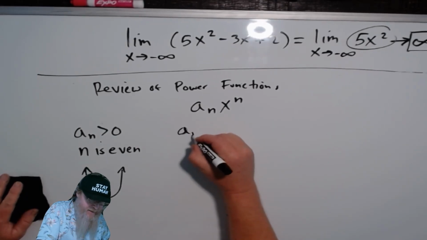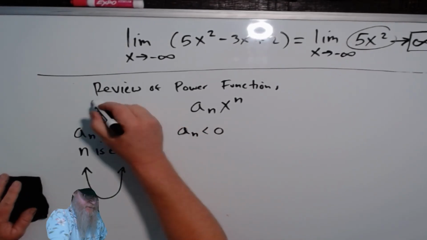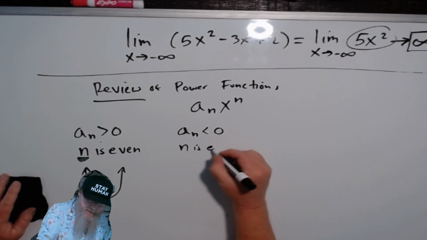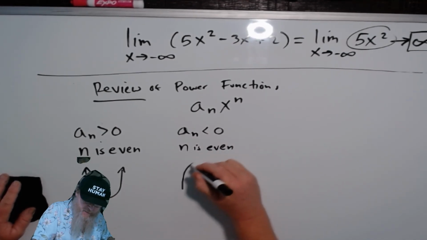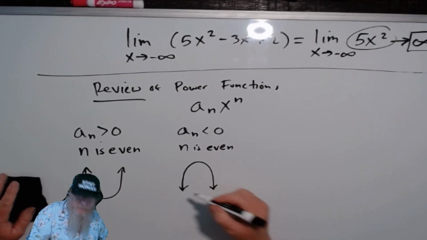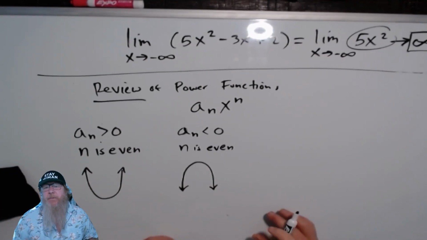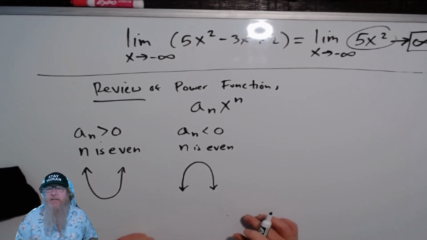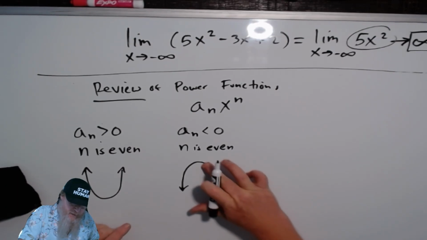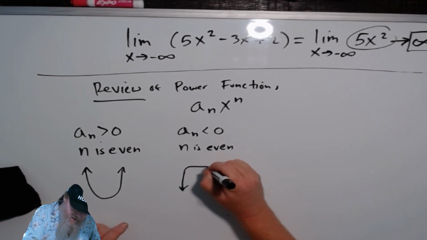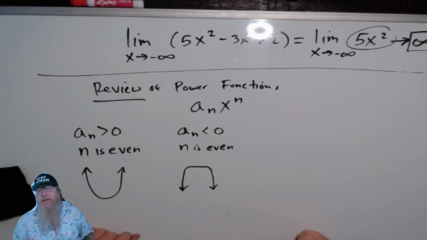If a_n is negative, again, this is a quick algebra review, and n is even, well, then it's an upside-down parabola. Generally speaking, it has that basic shape. There are some slight differences. If you took my algebra class, as the power gets larger, it starts to get a little flatter down here like that.